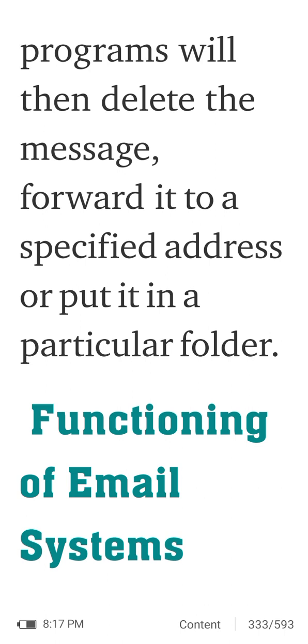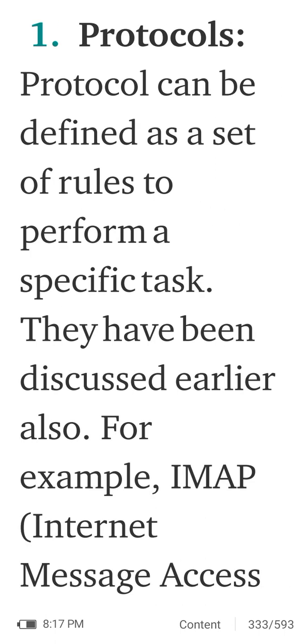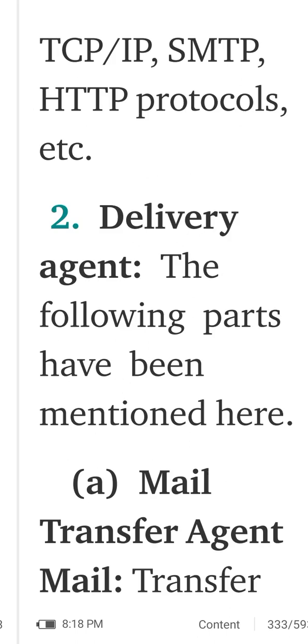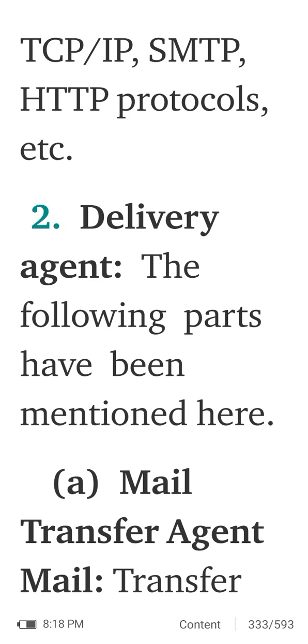So, functioning of email systems, how that works. Protocols. A protocol can be defined as a set of rules to perform a specific task. They have been discussed earlier also. For example, IMAP, Internet Message Access Protocol, is used by the client, which is used to read the email, like Firebird, Outlook Express, Apple Mail, etc., also known as access clients. And there are TCP, IP, SMTP, HTTP protocols, etc.